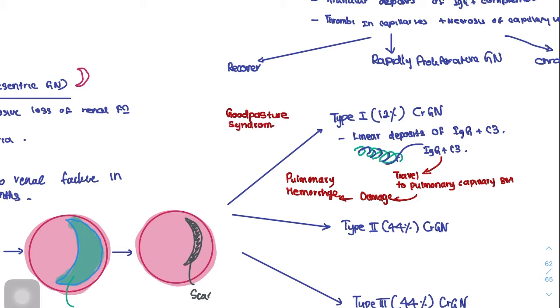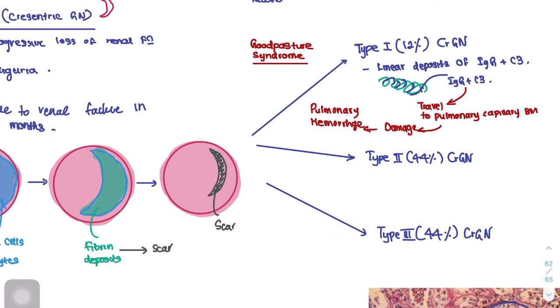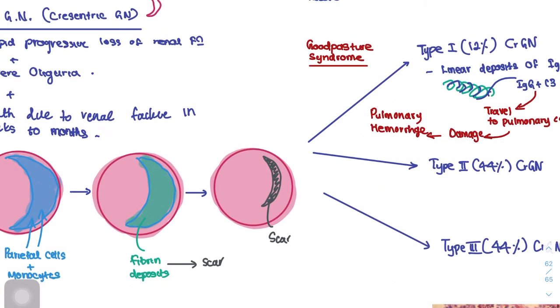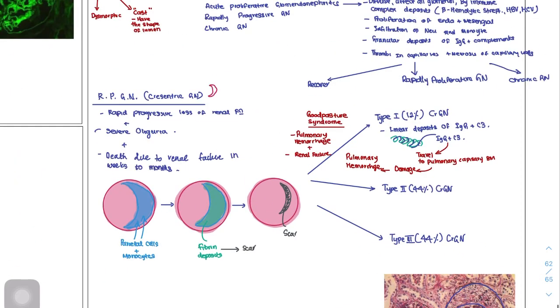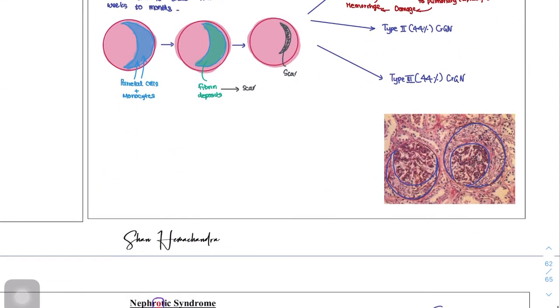So in Goodpasture syndrome, this is very similar to how I did Zollinger-Ellison syndrome. You need to know this because this is possible to be given as a case. Pulmonary hemorrhage plus renal failure. So these patients will have a history of these two.